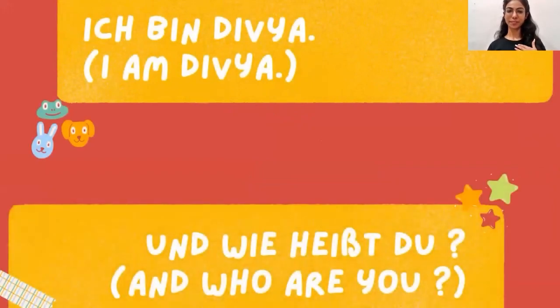Also, ich bin Divya. I am Divya. Und wie heißt du? And who are you? Ich bin Divya. Und wie heißt du? And who are you? Please tell me your name.